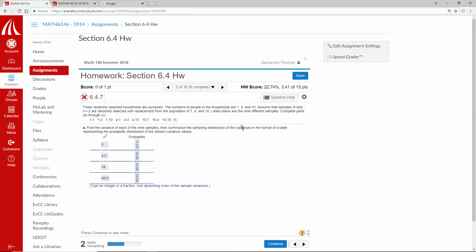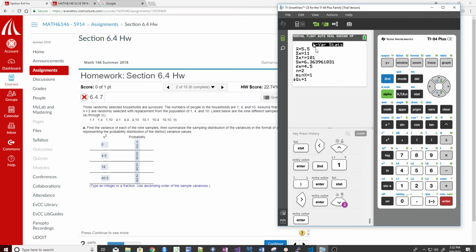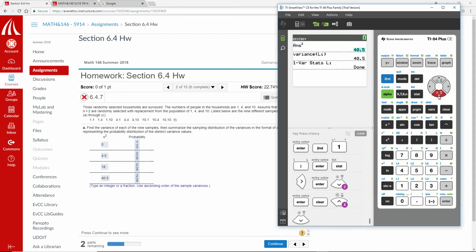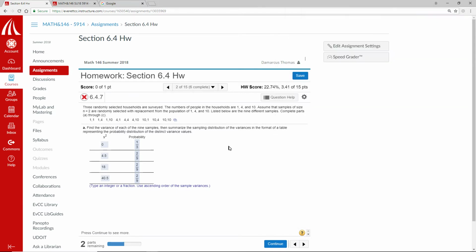Just take that variance. This command here that I was showing you gives you the sample variance. So that's the one you want to use when you're doing this homework section. You won't have any problems. You saw how fast I did it.